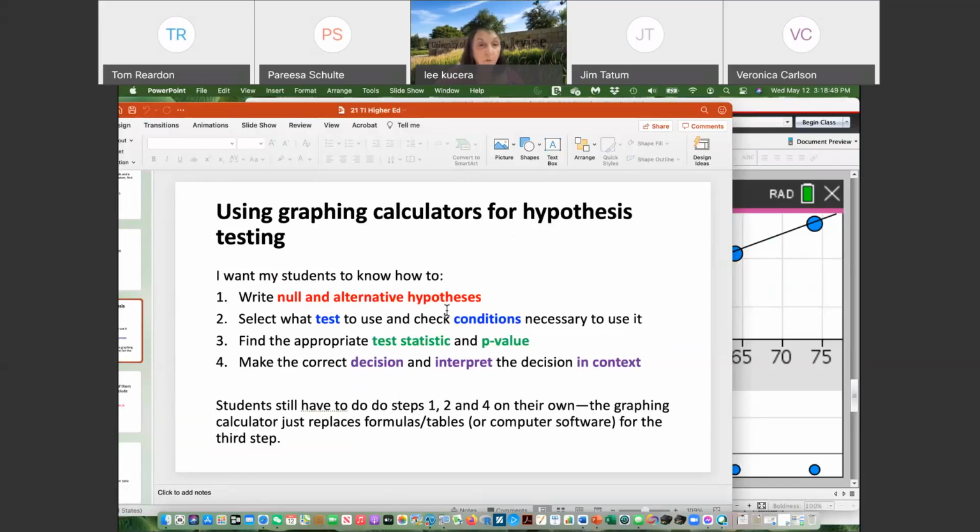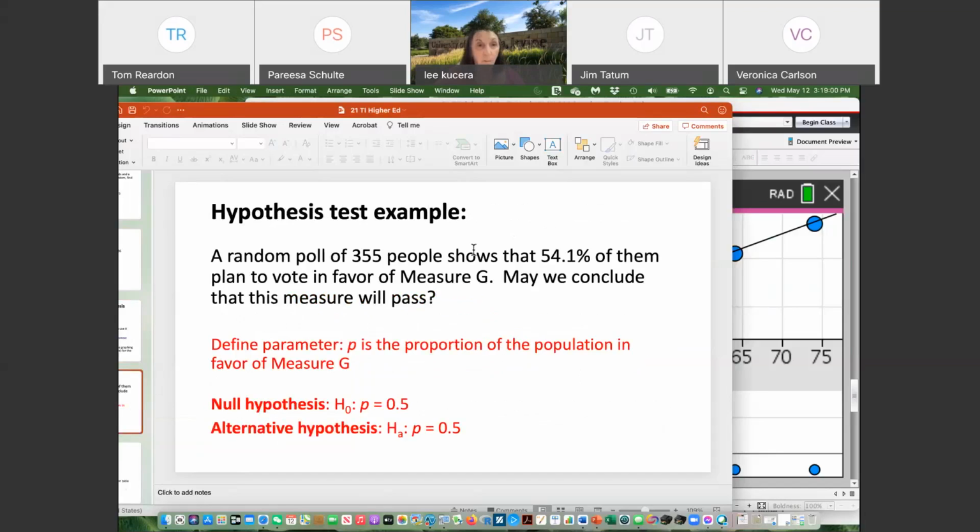Now, steps 1, 2, and 4, they have to do no matter what. The only thing that changes with graphing calculator technology is how they find the test statistic and p-value. Okay, so if I have a problem like this: a random poll of 355 people shows that 54.1% of them plan to vote in favor of a measure. Can we conclude it will pass?